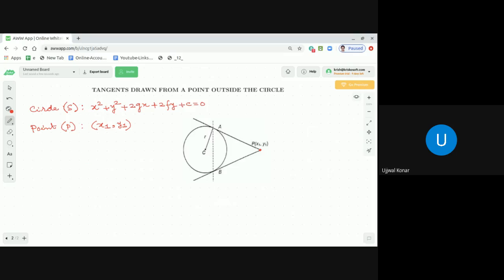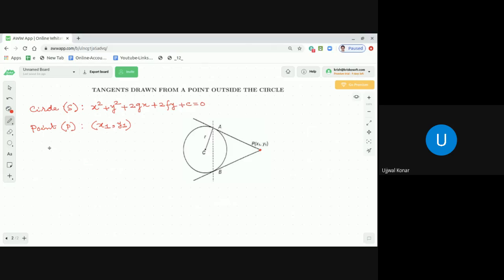Pair of straight lines. So what we are going to derive is the equation of the pair of straight lines representing the tangents drawn from a point P(x1, y1), which is outside the circle, to the circle whose equation is given as x square plus y square plus 2gx plus 2fy plus c equal to 0. Now, how to derive it? To derive it, dear students, we need to make a few expressions. We need to find them out.